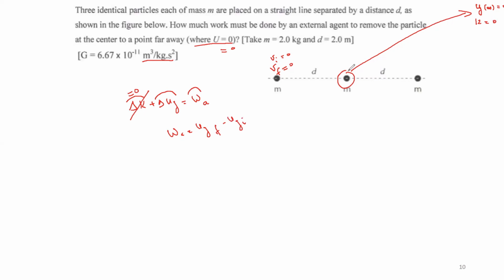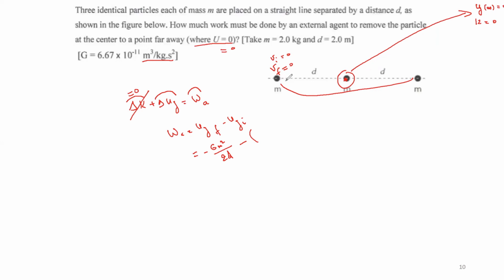What is UG final? Well, I remove this one, so I have only one pair. So UG final will be minus G m m, which is m squared, divided by the distance between them, and the distance between them is 2d. Minus, what is UG initial? UG initial is when this one is here. Because UG final, well, at infinity is 0. That's why I did not consider this in UG final. UG final at infinity is 0 for one particle.